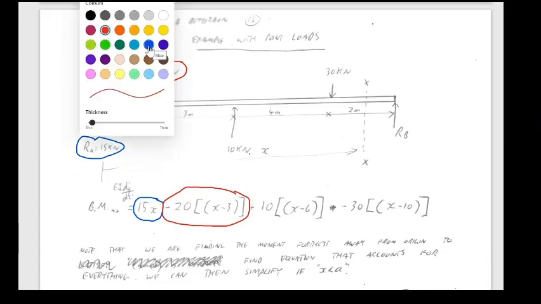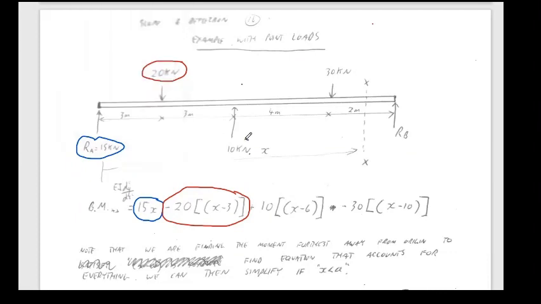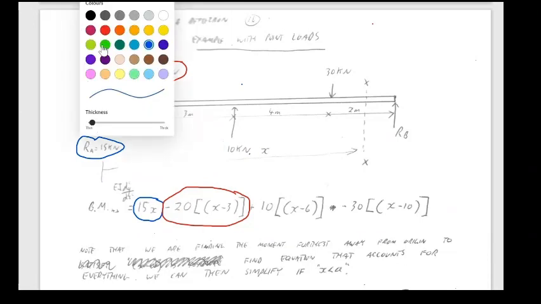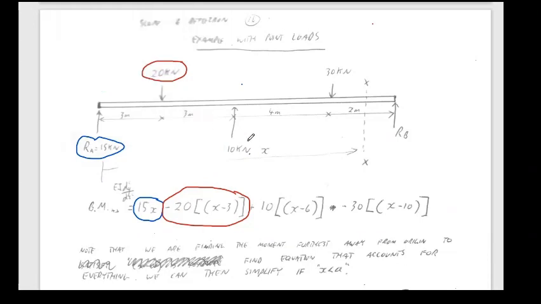Next, we will consider the 10 kilonewton load. There's our 10 kilonewton load. In fact, let's use another color. We've already used blue, so let's use green, for example. Okay, so our 10 kilonewton load, acting upwards, so it's positive 10.